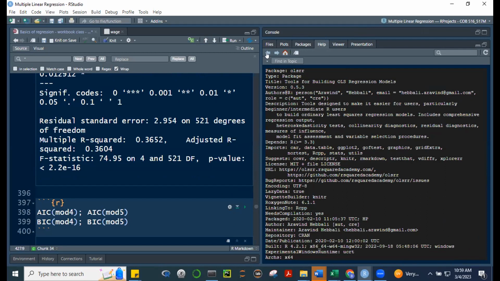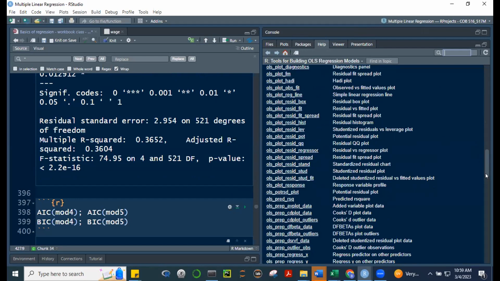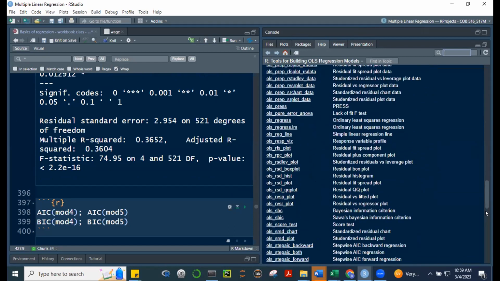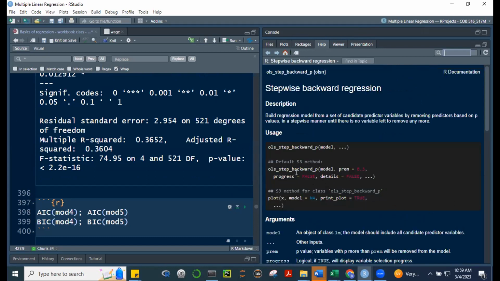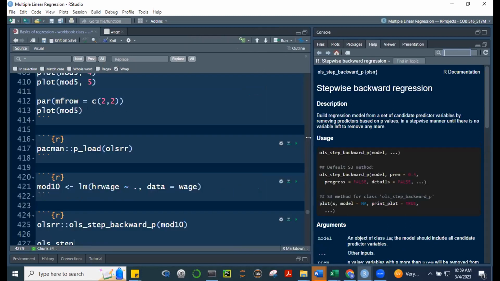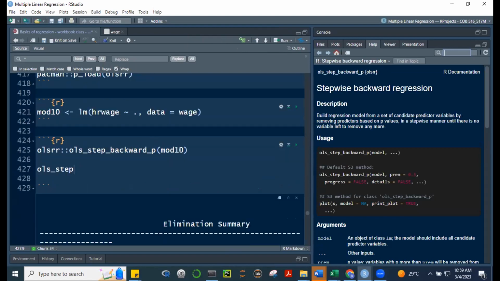Let me see the syntax. Ito, OLS step backward. Yan. Let's see this. So OLS step backward P model, P remaining, details is equal to false. So siguro kulang ako ng details is equal to true. Let me check. Okay. And then details is equal to true. Sige nga, let's try this, class.